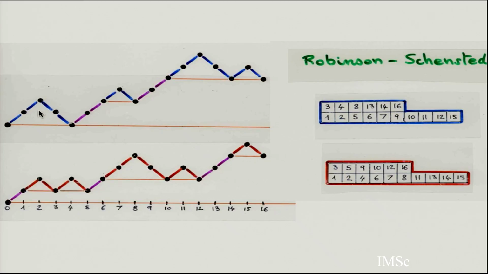But now this left factor can be encoded by a Young tableau. So each time you go up, you put the index 1, 2, 3, 4, 5, 6, 7 in the first line. And when I go down, which means I am ending a green line, I put the index in the second line. So you follow your path. Each time you go down, you are ending one of the green lines, you go to the second level.